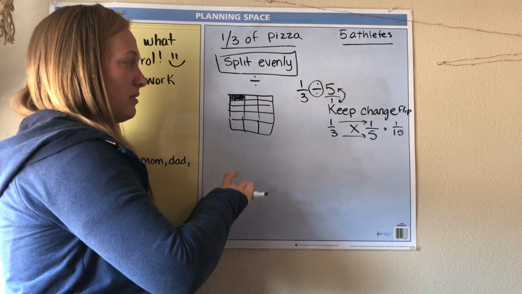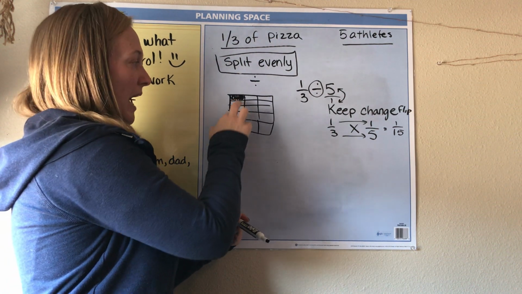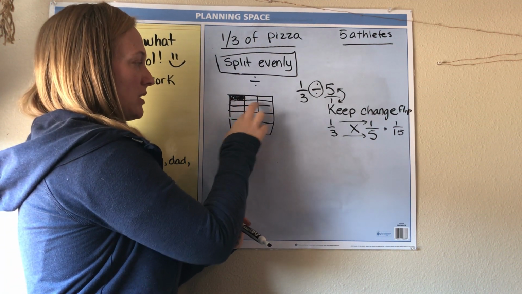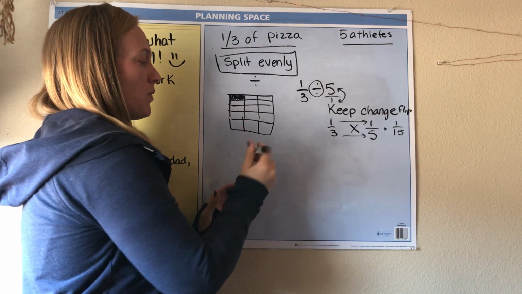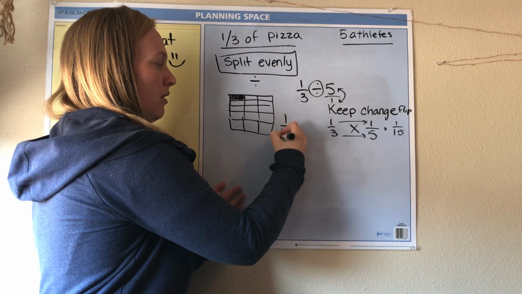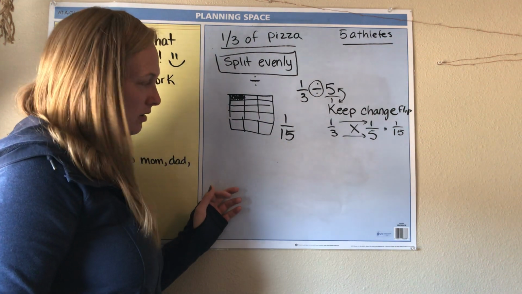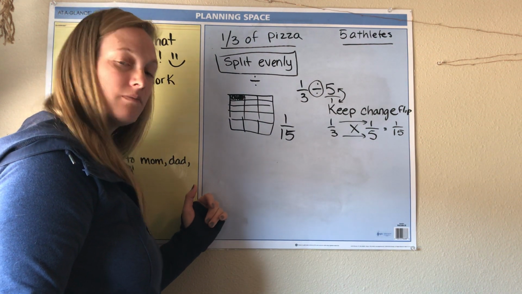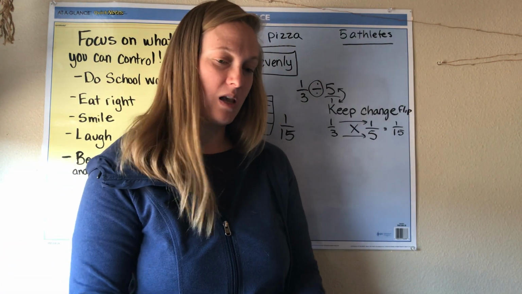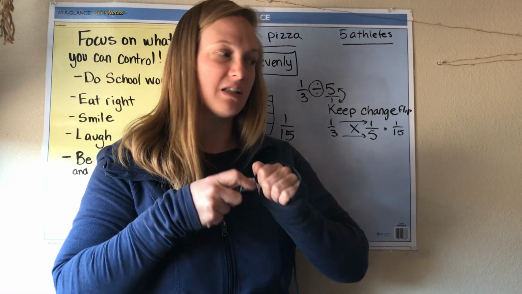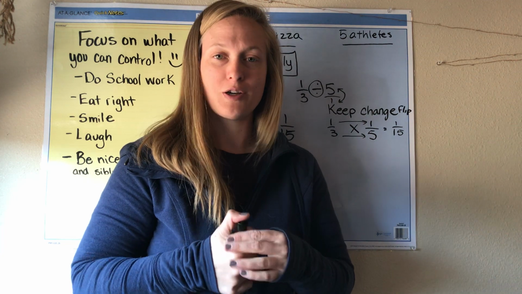This represents 1 out of 1, 2, 3, 4, 5, 6, 7, 8, 9, 10, 11, 12, 13, 14, 15. So this represents 1/15 as a fraction. Hopefully you got it correct. Nice job if you did. If not, it's okay. We're going to keep doing more problem-solving activities every Tuesday and Thursday.